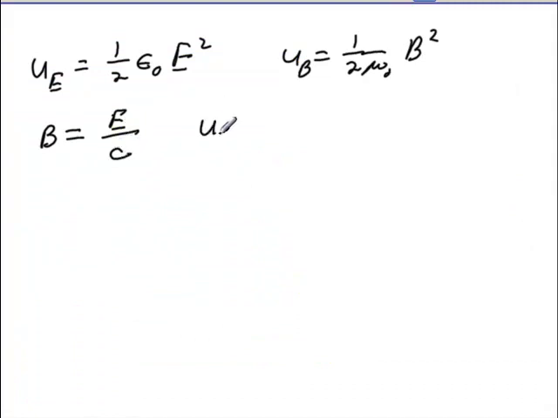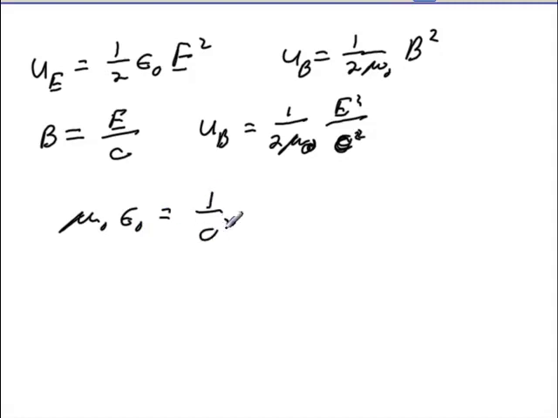That means that the magnetic energy density is 1/2 mu naught E squared over C squared. But mu naught C squared, we know that mu naught epsilon naught is equal to 1/c squared. Switching the c squared with the epsilon naught, I get that mu naught c squared is equal to 1/epsilon naught.